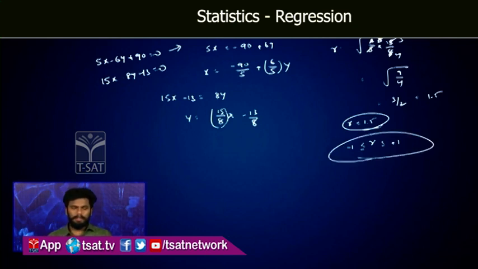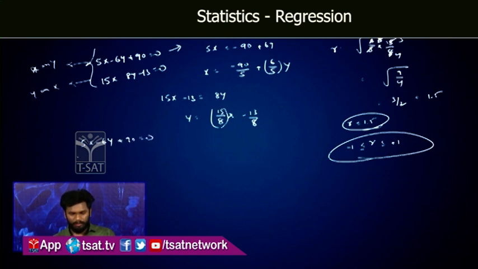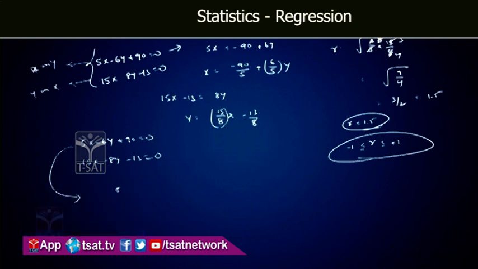So here our assumption is wrong. We considered this as x on y and this as y on x, so our assumption is wrong. Now we will correct it and do it again. 5x minus 6y plus 90 is equal to 0. 15x minus 8y minus 13 is equal to 0. First, this equation we had assumed as x on y. Now we will consider this as y on x. So the equation becomes 5x plus 90 is equal to 6y. y will become 5 by 6 x plus 90 by 6.